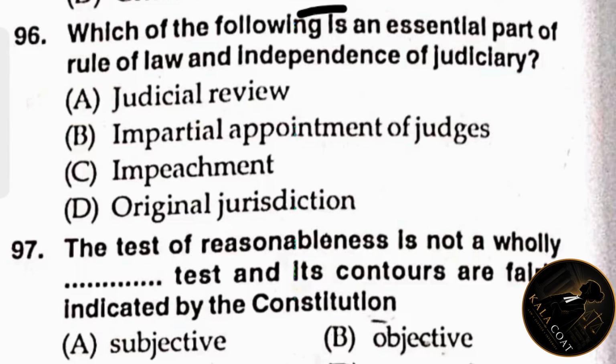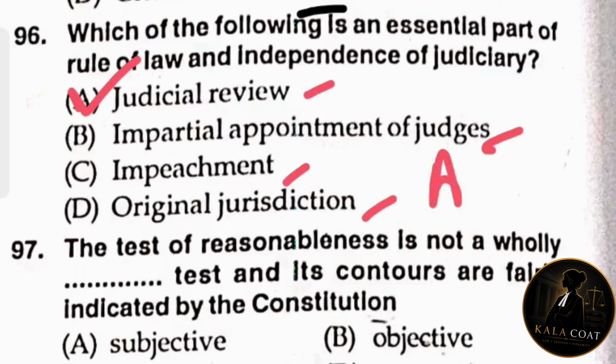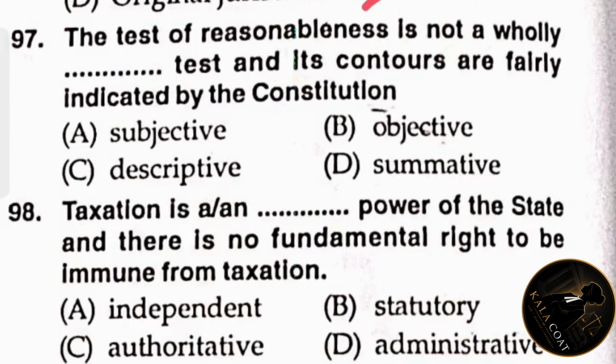Question number 96. Which of the following is an essential part of rule of law and independence of judiciary? Judicial review, impartial appointment of judges, impeachment, original jurisdiction. Correct answer है judicial review. A is the right answer. Question number 97. The test of reasonableness is not a wholly dash test and its contours are fairly indicated by the Constitution. Subjective, objective, descriptive or summative. So the test of reasonableness is not a wholly subjective test. Option A is the right answer.